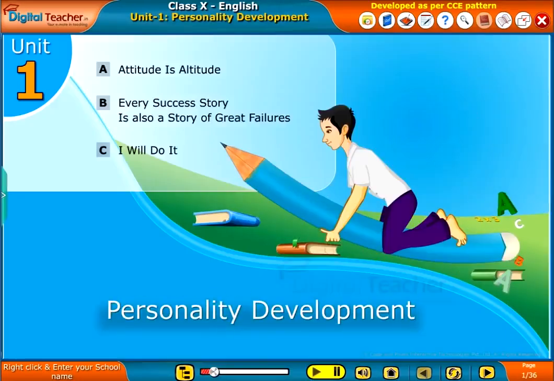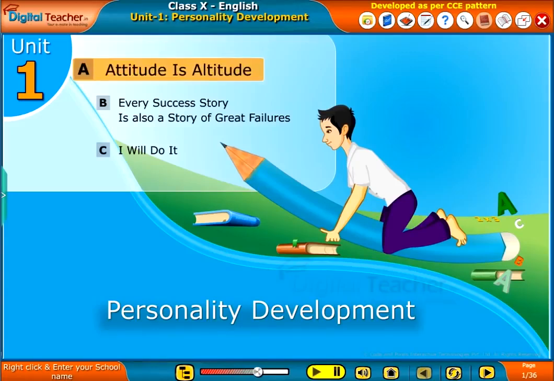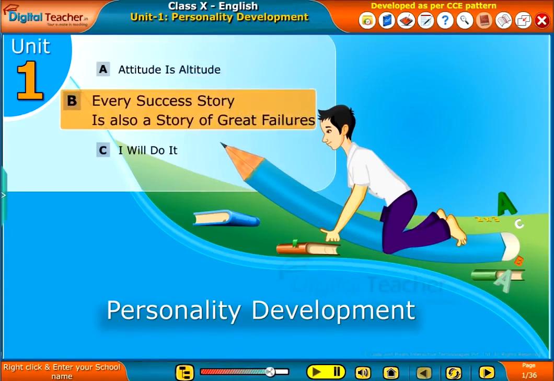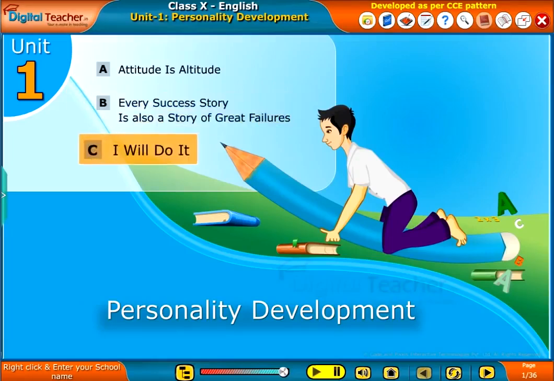Welcome to the unit Personality Development. This unit helps in shaping good personality through language. The unit Personality Development is classified into 3 reading sections. They are: A. Attitude is altitude. B. Every success story is also a story of great failures. C. I will do it.